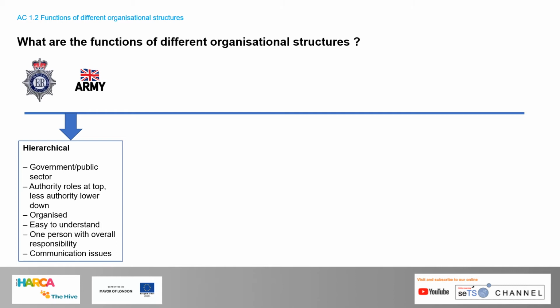But it can result in communication issues, because to get something done that is being raised by a lower tier, it has to go all the way to the top before it comes back down again. And sometimes if you are trickling information from the top down, it can take a long time to get to the ground floor. And sometimes that information can become skewed and misread.